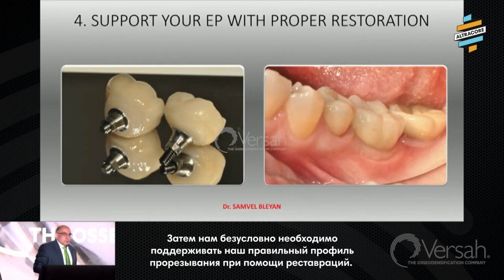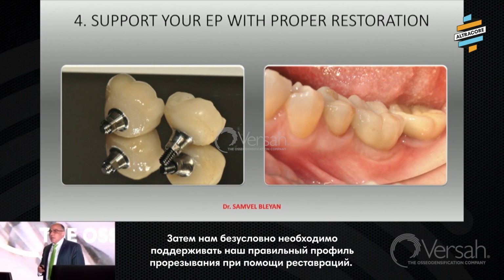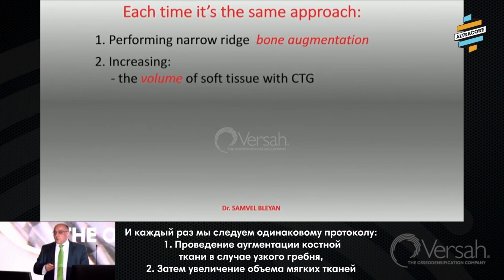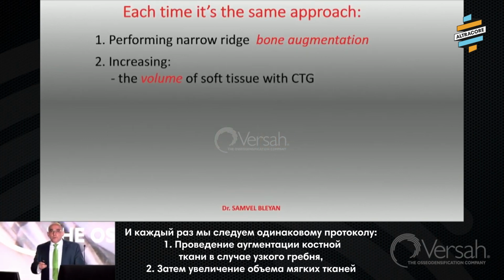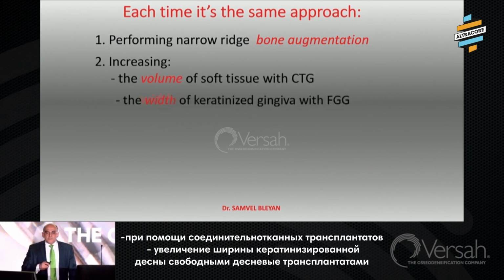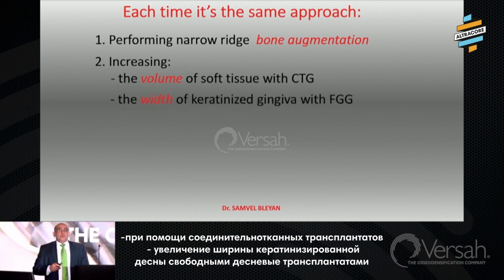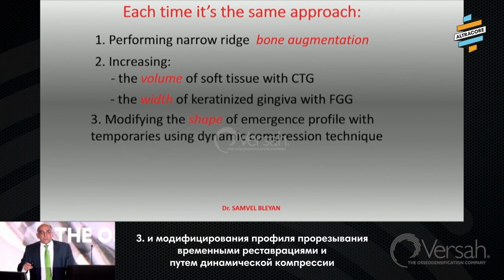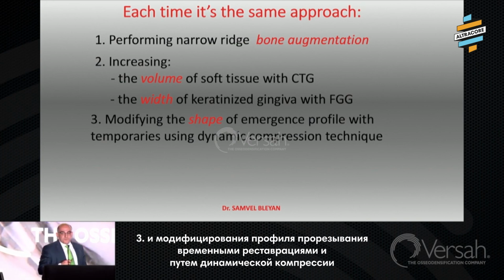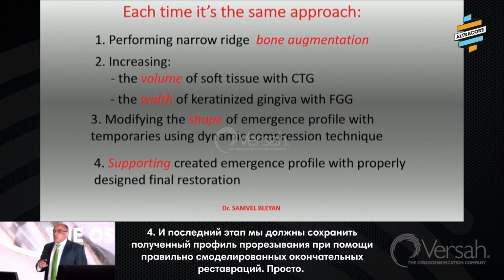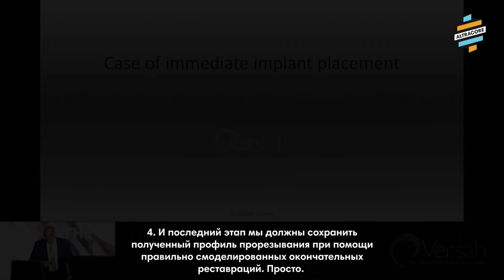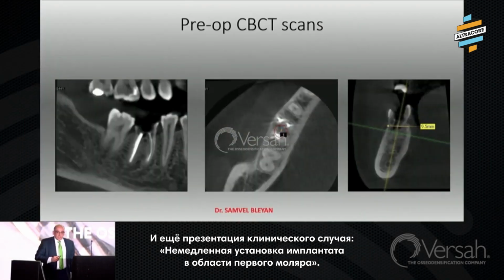Of course, we have to be able to support our emergence profile with a properly designed restoration. And each time the same steps: performing bone augmentation, increasing the volume of soft tissue with connective tissue grafts, increasing the width of keratinized tissue with free gingival graft, and modifying the shape of the emergence profile with temporaries using the so-called dynamic compression technique. And finally, we have to support our created emergence profile with a properly designed restoration. Easy. Okay. The other case, this is the case of immediate implant placement at the lower first molar.